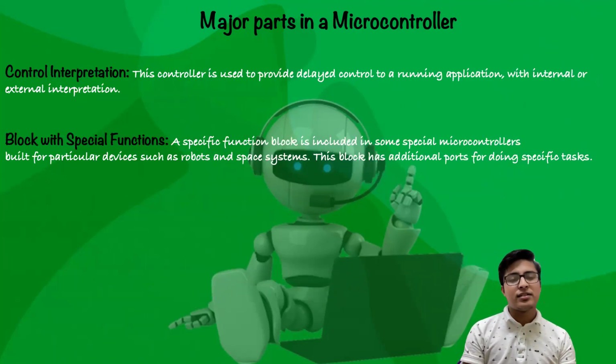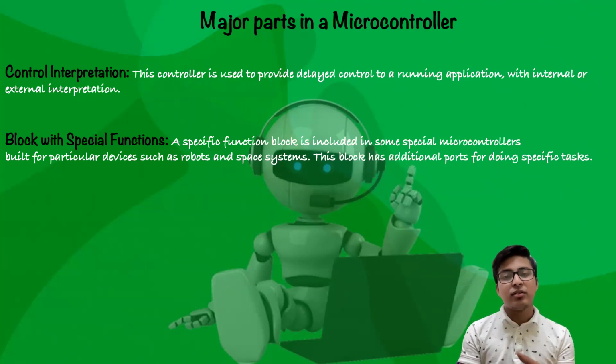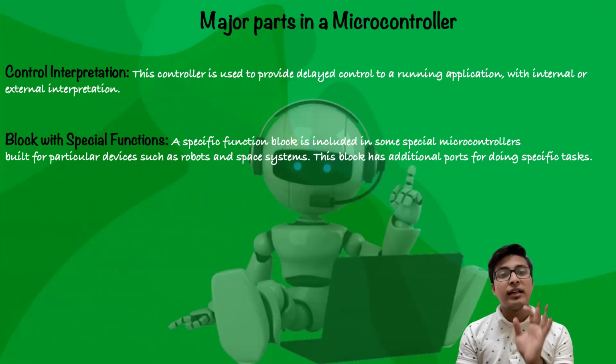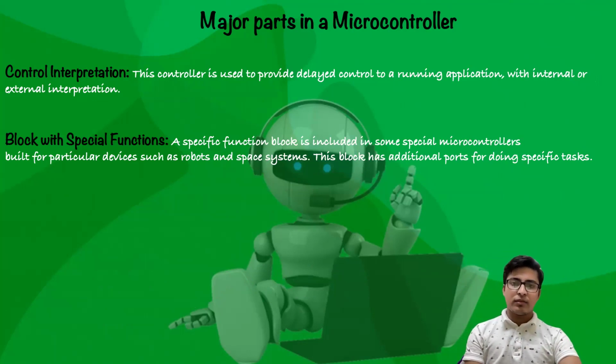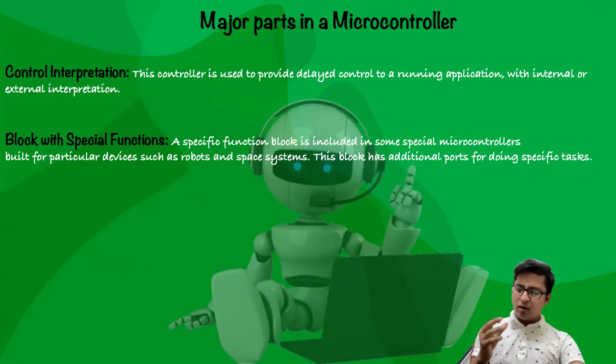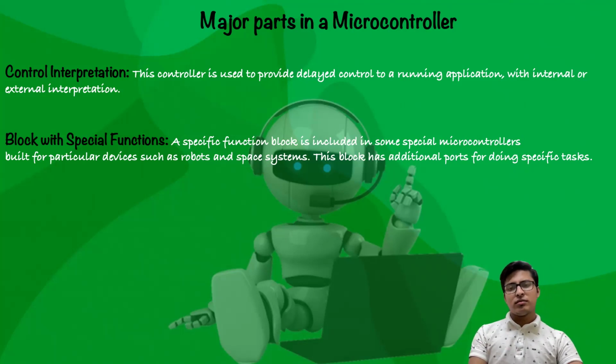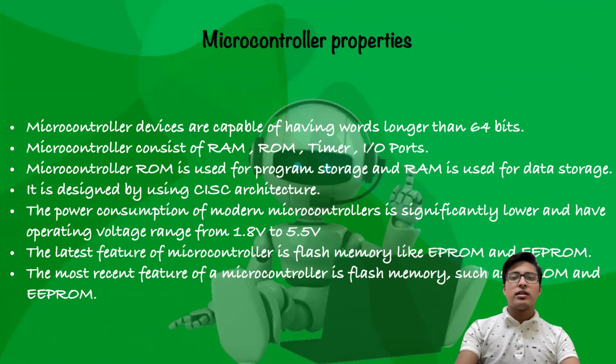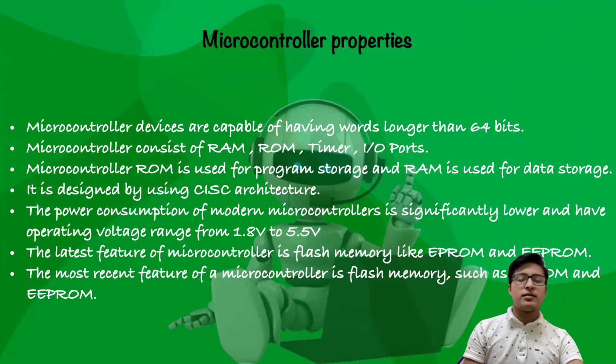Then the second last thing, control interpretation. This controller is basically used to provide delayed control to a running application with internal or external interpretation. It can delay, it can take more time, and then it will apply over there. There can also be some blocks with some special functions given to the microcontroller in some cases. These were all the major parts of the microcontrollers. Let us quickly have a read out of the microcontroller properties.